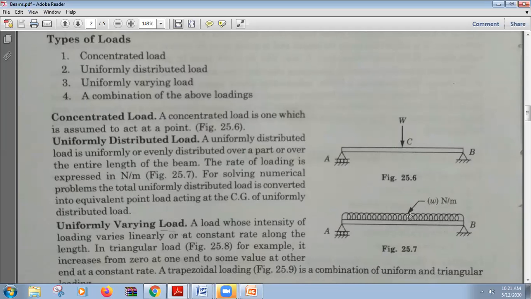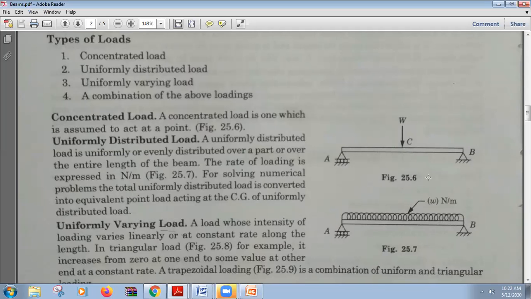And one more thing: at which point will this converted point load act? It will act exactly at the center between the supports A and B of the beam. So if this uniformly distributed load on a simply supported beam is converted into a point load, it has to act exactly at the middle of the beam, and we can find the value of this point load.